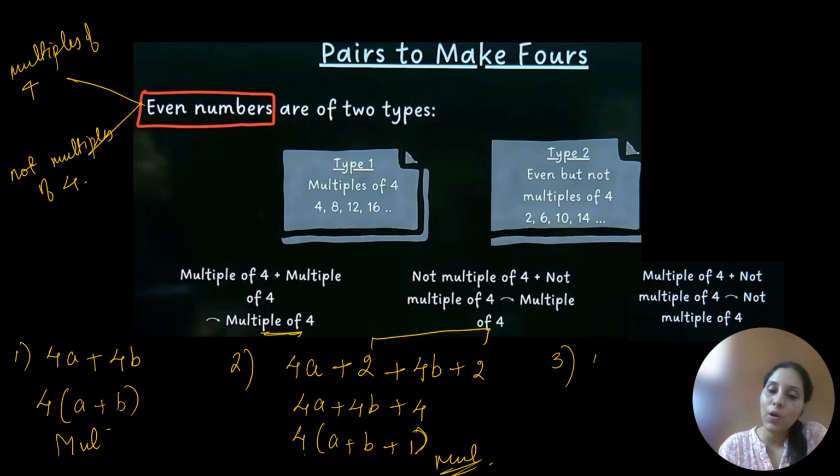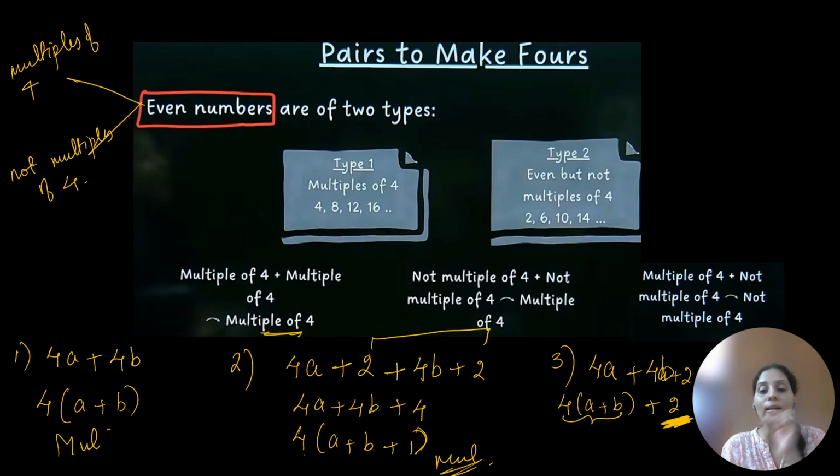Lastly, multiple of 4 plus not a multiple of 4. Let's take 4a for the multiple of 4. For not a multiple of 4, let us take 4b plus 2 because it's not a multiple. So what do I get? I can take 4 common, a plus b, but I still have plus 2 remaining. This is a multiple, but when I add 2 to the multiple, it becomes not a multiple.